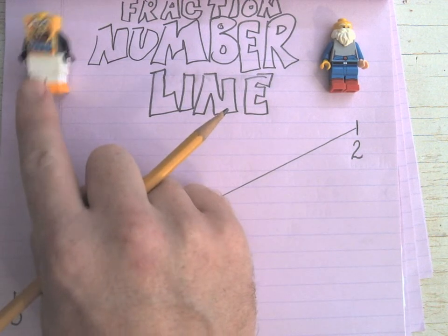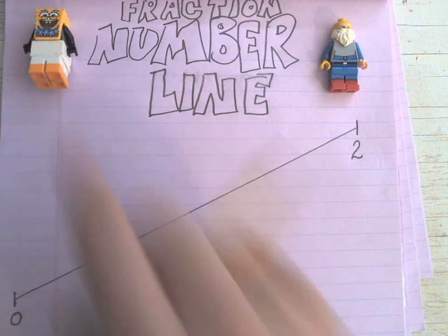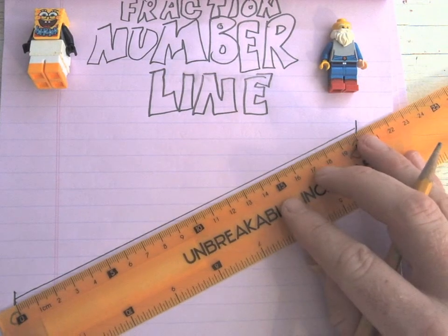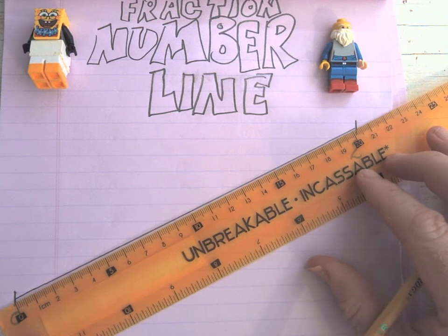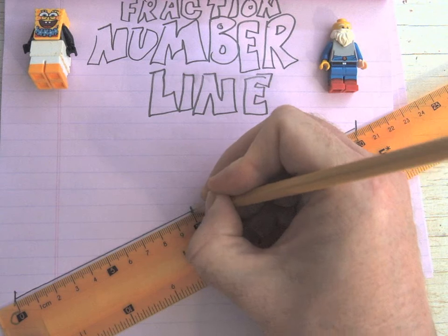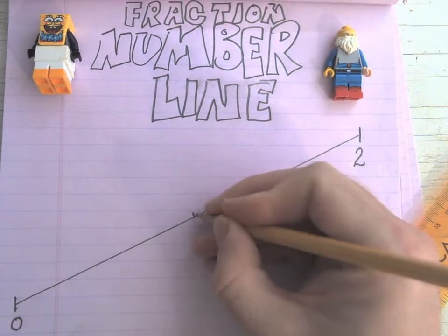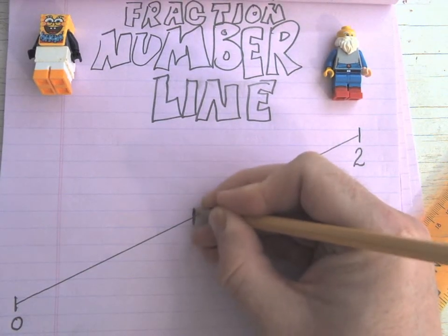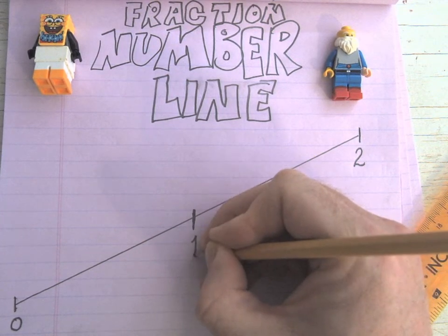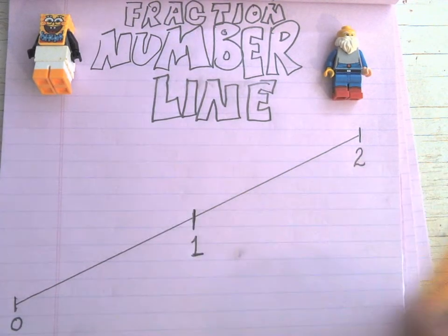SpongeBob, can you tell me? I can't do a SpongeBob impersonation, but I'm going to try to measure this. So halfway between, it looks like halfway between 0 and 2 will be the number 1, a whole.